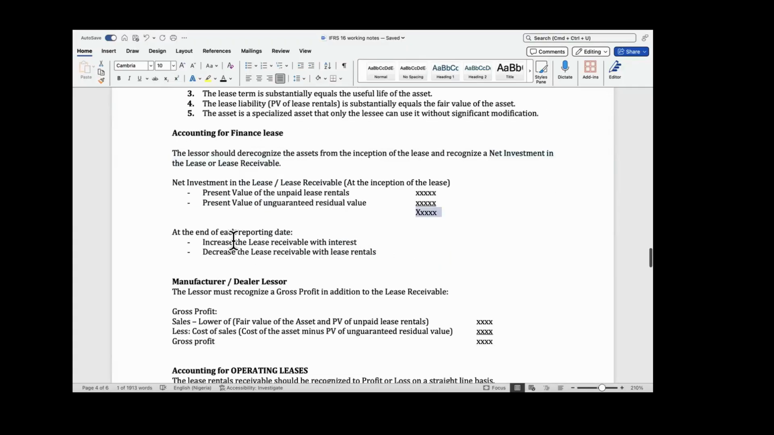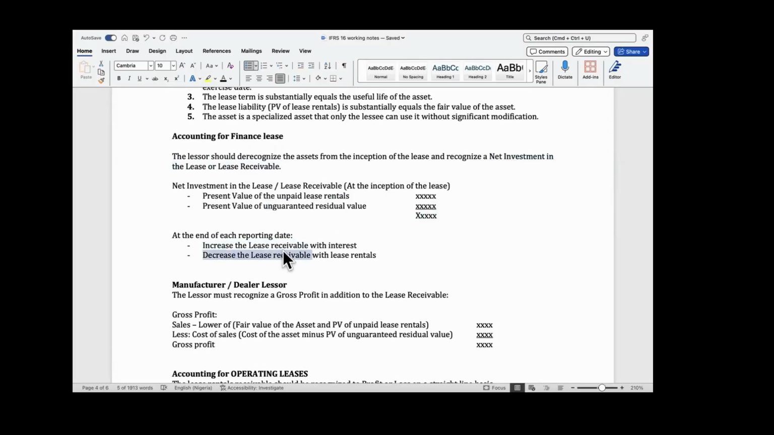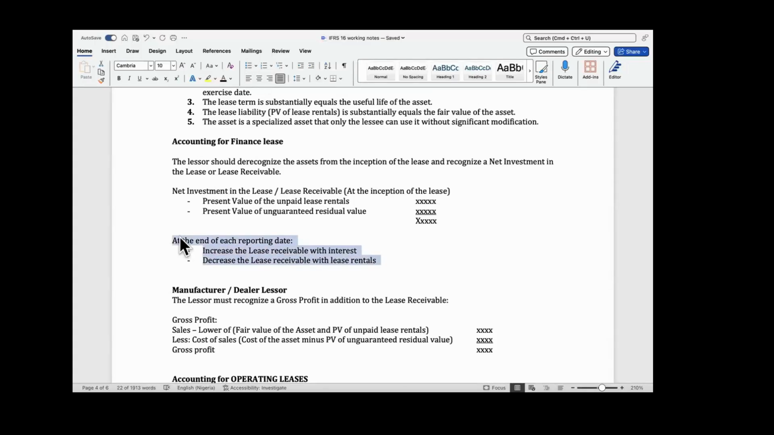At the end of the year, you increase that lease receivable with interest and decrease the lease receivable with rent. Again, this is applicable where the lease rentals are paid in arrears. If the lease rental is paid in advance, then you will reverse this order, where you decrease the lease receivable with rent before you add the interest to the lease receivable. So we will reverse this order.